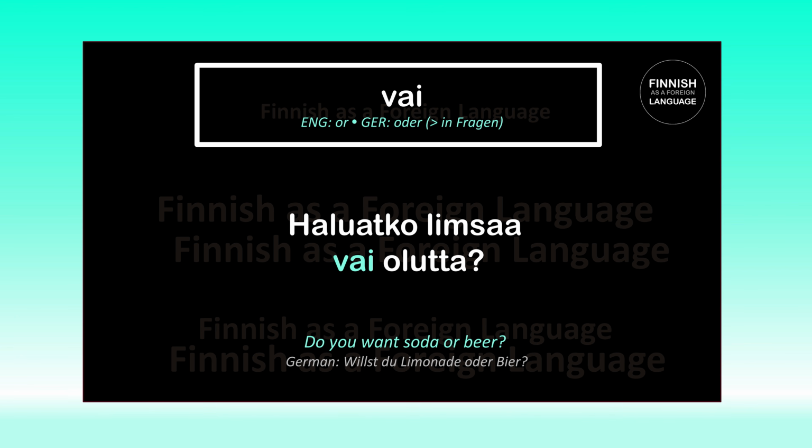Let's go step by step. Haluatko is a combination of the second person singular present tense of haluta, which means to want, plus the question marker ko. So haluatko means do you want. Limsaa here is the partitive case of limsa, which means soda. Vai means or, and olutta means beer, standing here in the partitive case. So again here the conjunction is vai. Haluatko limsaa vai olutta? Do you want soda or beer?